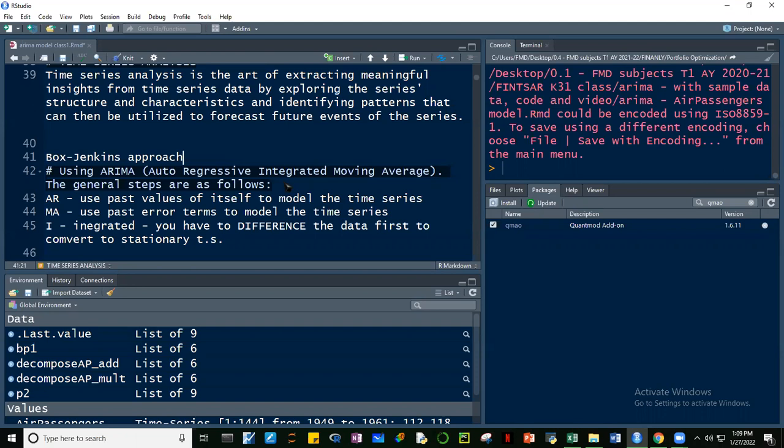Now, naglalagay tayo ng I, integrated. If we have to difference the data, ibig sabihin ng difference, isa-subtract mo yung time t sa time t minus 1 or vice versa to generate a new series, no?